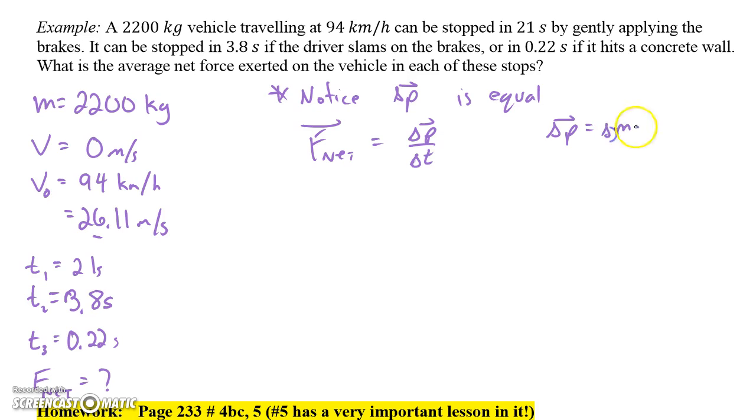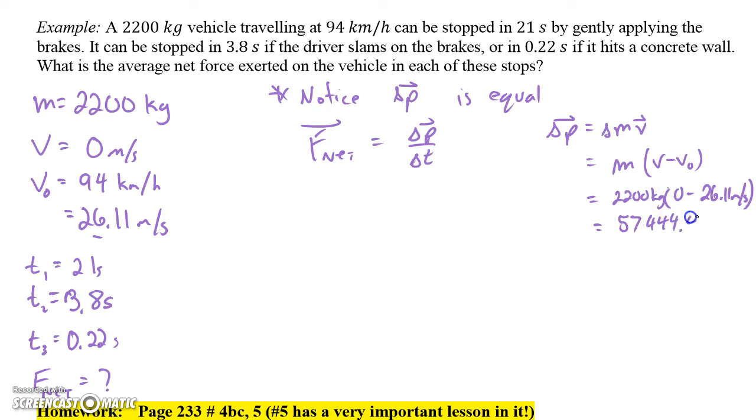So we have delta P, which we know is going to be mass times v minus v naught, which is 2,200 kilograms times 0 minus the 94 kilometers an hour, which we have to convert to meters per second. You're going to get a number of 57,444.44 kilogram meter per second. So that's our change in momentum for both cases.